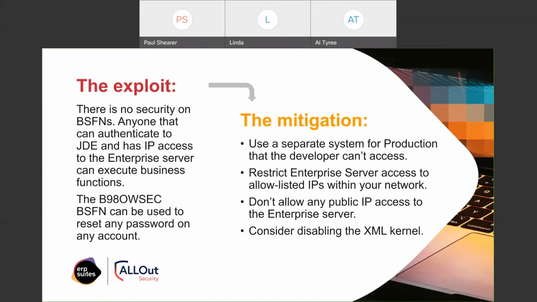So how do you mitigate against that? Or what is the mitigation? Separate systems for production, and the developer doesn't have access. And by separate systems, I mean separate installs. So you have one installation of JD Edwards, one deployment server. On it, you have all of your non-production environments. And then you have production completely isolated, standalone.